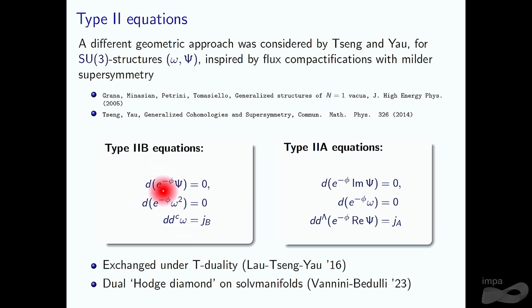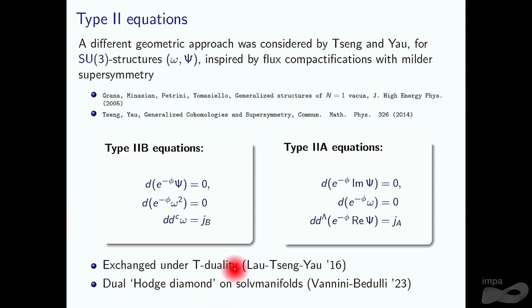The same if you rescale omega squared. So this is going to be conformally balanced, if you want. So the Lie form is going to be exact. And then DDC of omega is going to be some current, which we don't know what it is. And remember our picture coming from flux compactifications in string theory. Then H is minus DC of omega, and this is like the magnetic current in our physical theory.